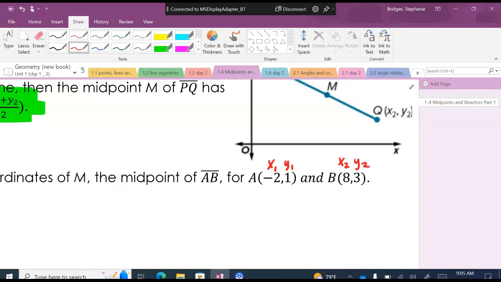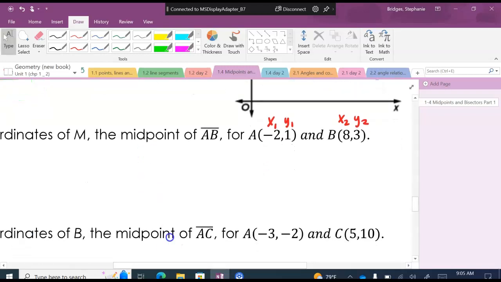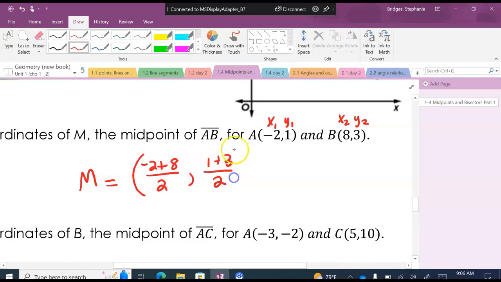Are we ready? All right, so we're going to find M. What did I label as x1? -2, okay. Plus x2, which would be 8, and I'm going to divide that by 2. Then I'm going to go ahead and set up for my y's as well. What did I call y1? 1. Plus, what did I call y2? Okay, and I'm going to divide that by 2.